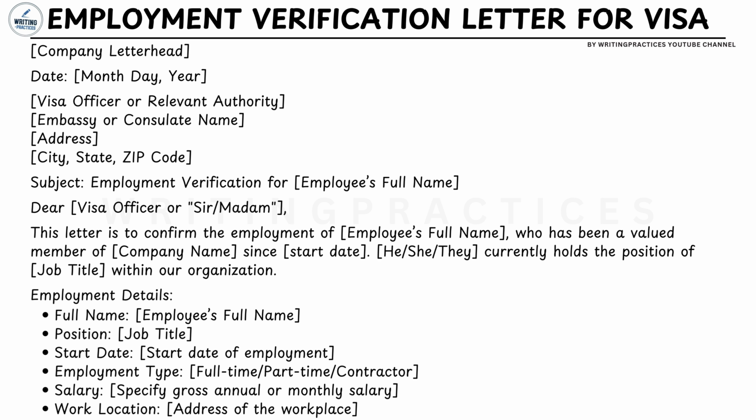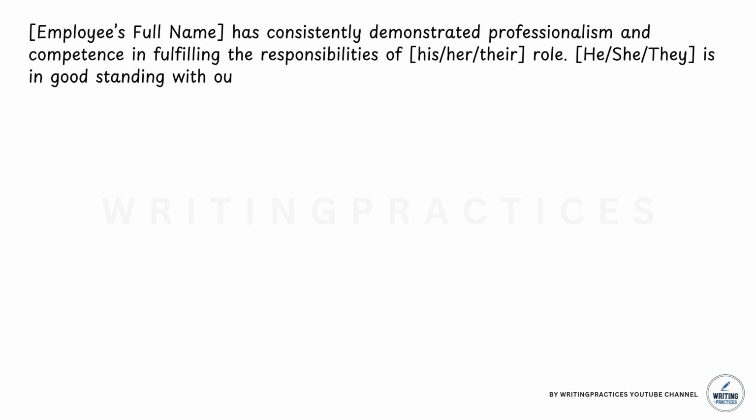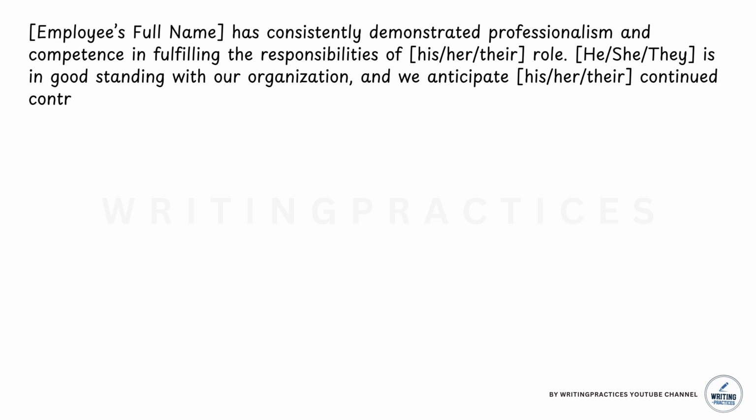Professional endorsement. Here, highlight the employee's professionalism and their standing in the company. Example: employee's full name has consistently demonstrated professionalism and competence in fulfilling the responsibilities of his or her or their role. He or she or they is in good standing with our organization, and we anticipate his or her or their continued contribution to our team. This section emphasizes the employee's value to the company, painting them as a reliable and integral member of the team. It reassures the visa officer that the individual is not only employed, but also highly regarded.